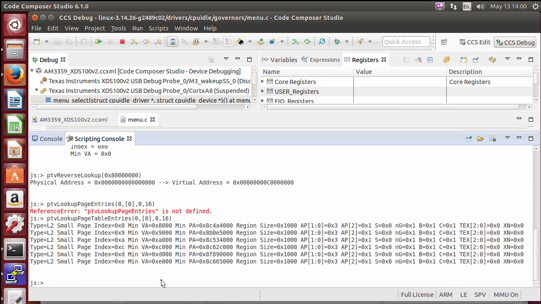And there you are. You have all the entries. In this case, they start with 8 through E. All the configured entries for L2 memory.